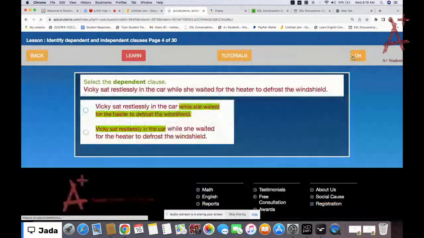Okay, so moving on. Vicky sat restlessly in the car while she waited for the heater to defrost the windshield. Okay, so while again, because while is the subordinating conjunction. So yeah, so while.